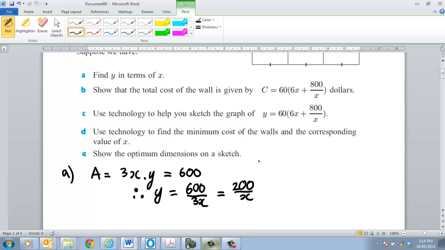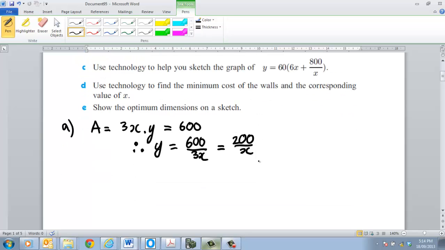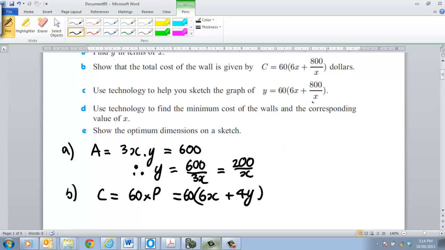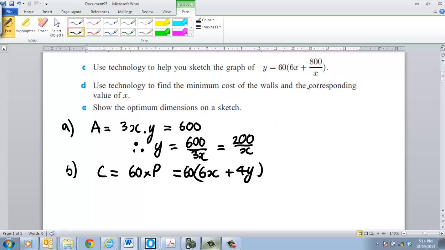Part B says show the total cost of the wall is given by this. Well, the cost of the wall is going to be equal to 60 times the perimeter. So the cost of the wall is equal to 60 multiplied by the perimeter of our shape. Now if we think about our shape, we had 6x plus 4 lots of y, and we have to times that all by 60. Keeping in mind we know what our answer is supposed to be, so that's what we're looking to try and show is the case.